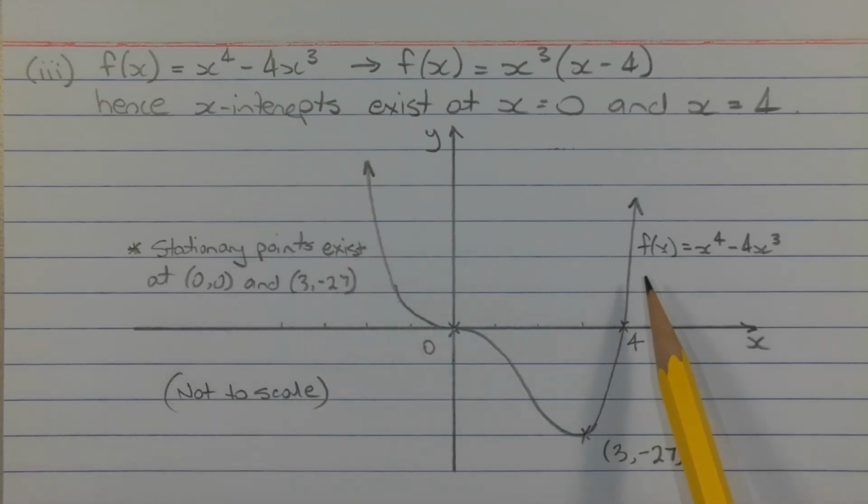Here is the graph of f of x equals x to the power of 4 minus 4x cubed. Note the expression x to the power of 4 minus 4x cubed is a polynomial expression of degree 4 with a leading coefficient that's positive. So that gives us our characteristic W-looking shape. Here's our horizontal point of inflection at 0, 0. Here's our local minimum stationary point at 3, negative 27. Now it's not drawn to scale, but it's important that we do get the shape right and we get the location of the stationary points that we've found right as well.